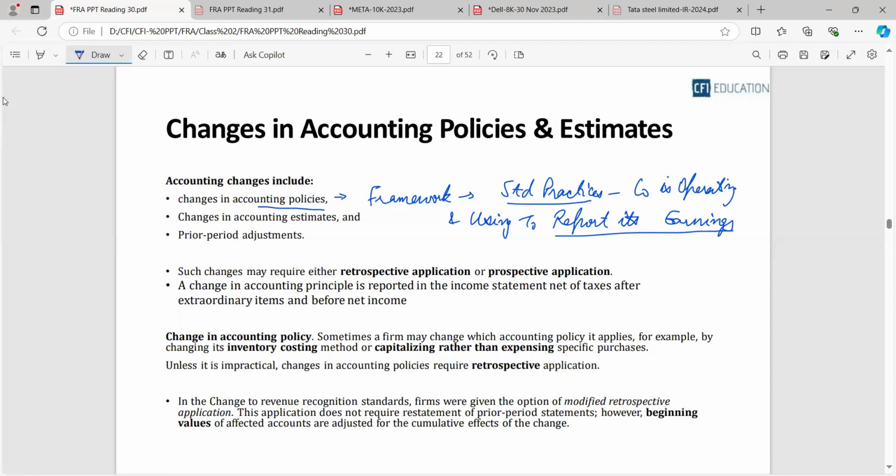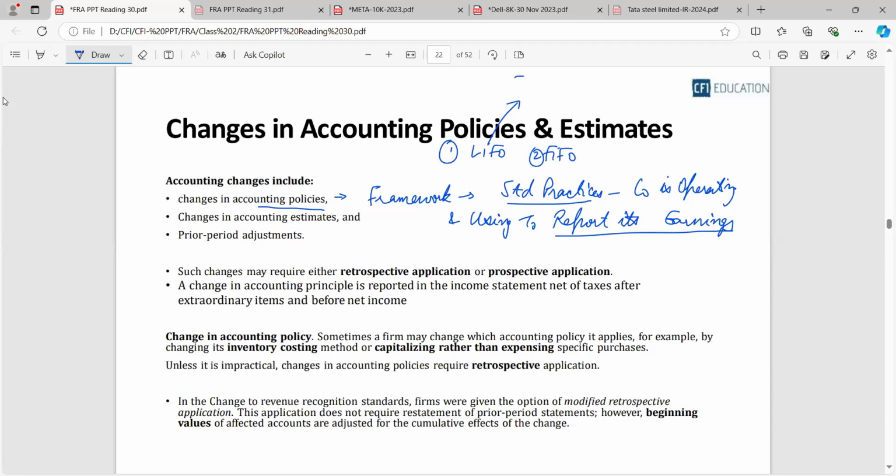The best example I can give you is that yesterday we studied LIFO, FIFO methods. Since you attended yesterday's class, can you please tell me in which accounting framework, US GAAP or IFRS, LIFO is banned? I discussed this yesterday. Yeah, sorry? US GAAP. No, it is IFRS.